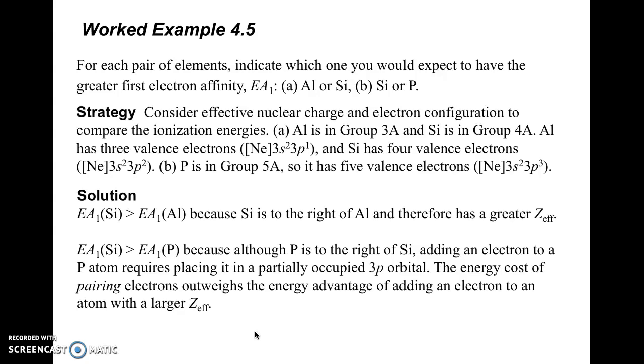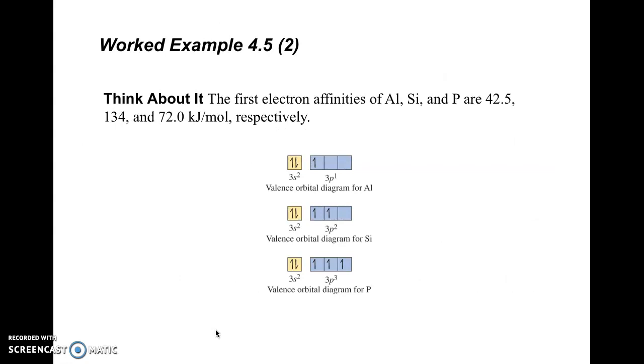And so what you look at is the effective nuclear charge. If you look at silicon and aluminum, aluminum is to the left of silicon, and so silicon has a higher effective charge, and therefore it's going to attract an electron more readily. Whereas with silicon and phosphorus, you have the same kind of idea. But phosphorus has a greater affinity in principle, yet you have the fact that it's a partially occupied 3p orbital, and you've got to overcome the repulsive force of that electron that's already there. And here's just a diagram to help you better see that answer. All right, that's it for this section.